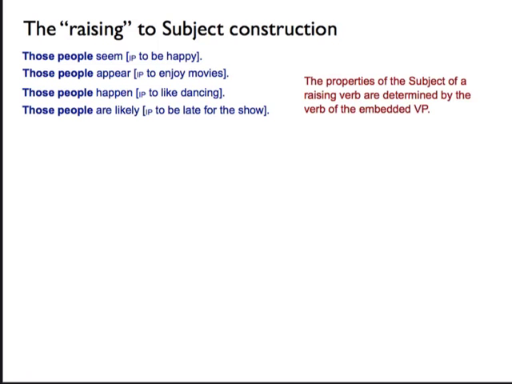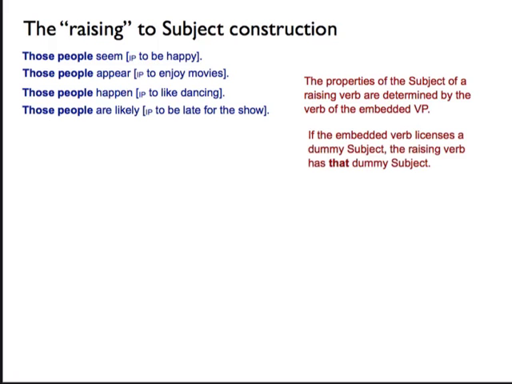So there's a variety of verbs that can do this. But what's interesting is that the properties of the subject of a raising verb are determined entirely. This is the key thing. What you're going to get there is determined never by seems or are likely, they don't care. They'll take anything as subject. The properties are determined by the verb embedded in the infinitival clause. So there's lots of evidence for whether you have raising. If the embedded verb licenses a dummy subject, the raising verb has that dummy subject.